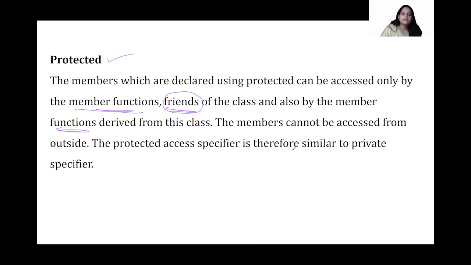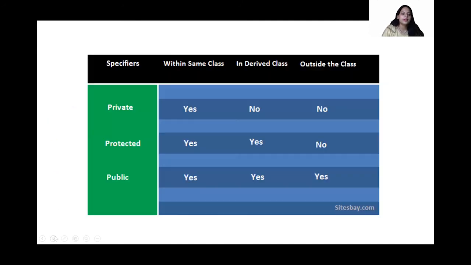The protected access specifier is therefore similar to the private specifier, right? Similar to private, but the only thing is that it can be accessed by the friend function also. Now, how do you declare it? All you have to say is protected, and under that declare all the members you want to declare, right? So this is like a summary of all this.